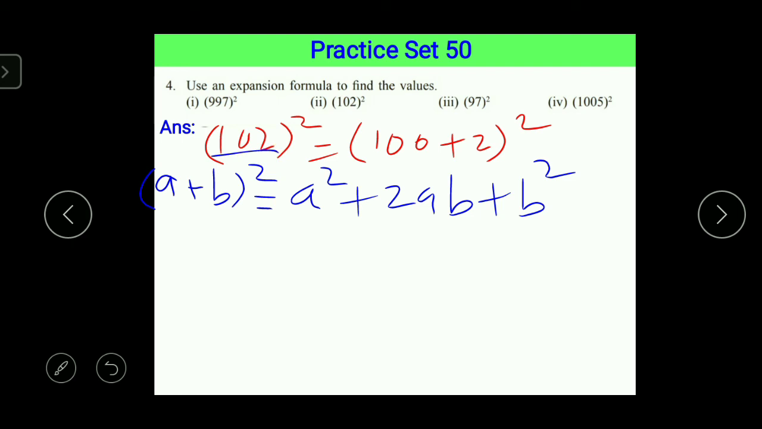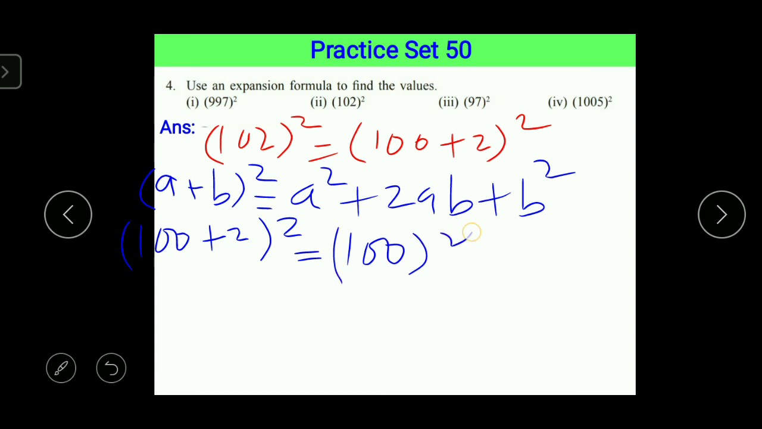Now here, instead of 102, I'll write 100 plus 2. So A value is 100 and B value is 2. I'm repeating again, otherwise you will get confused. Please don't get confused. 100 and 2, A and B. So instead of A, I'm writing 100, and instead of B, I'm writing 2. So 100 plus 2 square is equal to 100 square, A square, plus 2 into 100 into 2, plus B square, which is 2 square.